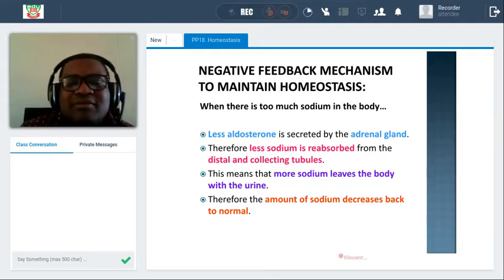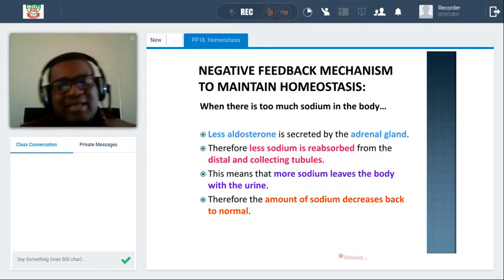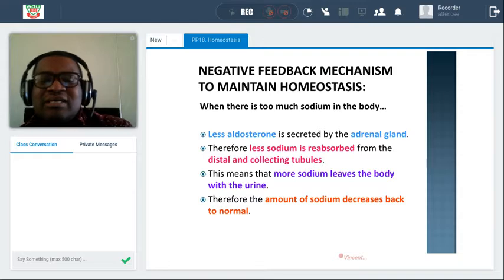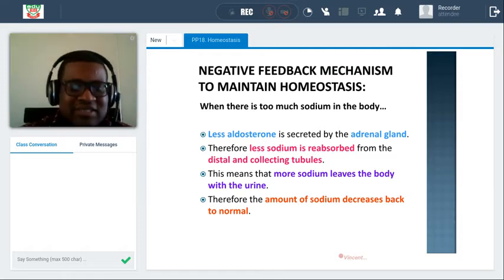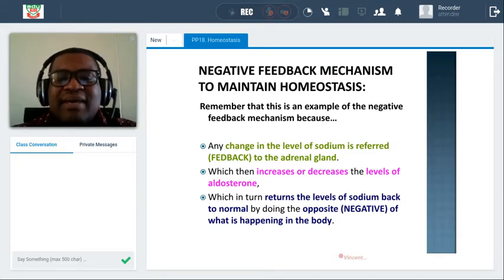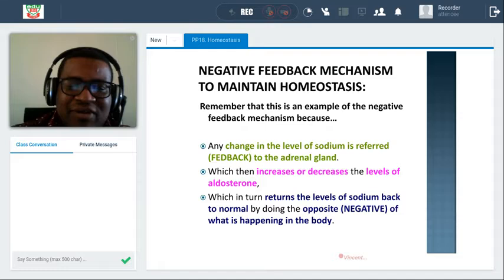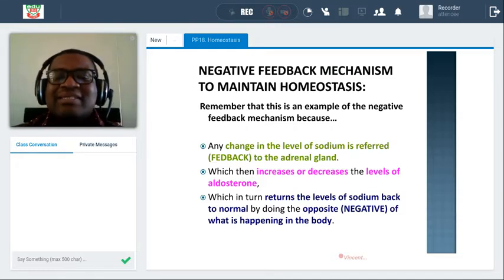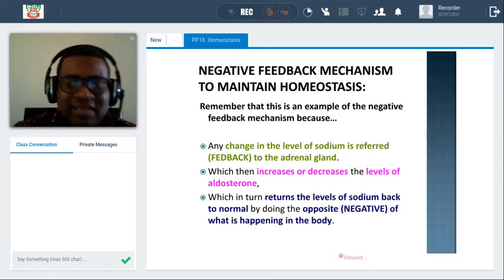So when there's too much sodium in the body, less aldosterone is secreted by the adrenal gland. Therefore, less sodium is reabsorbed from the distal and collecting tubules. This means that more sodium leaves the body with the urine. Therefore, the amount of sodium decreases back to normal. So you have to know that these mechanisms are examples of feedback mechanism. So any change in the level of sodium is referred back to the adrenal gland as feedback, which then increases or decreases the level of aldosterone, which in turn returns the sodium back to normal by doing the opposite, the negative of it. That's why I call it negative feedback.